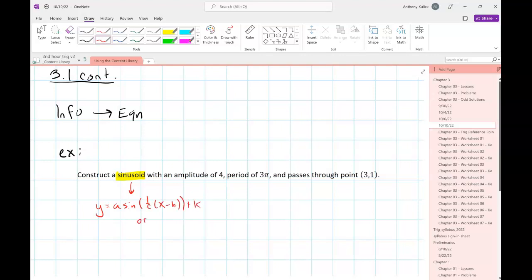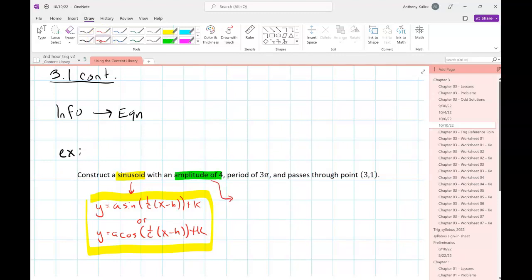It's asking you to come up with an equation of either a sine function or a cosine function. Doesn't matter which, you can choose. So when we say sinusoid, that's really what we mean. So far, so good? Okay. Now when we say amplitude of 4, what does that tell us?